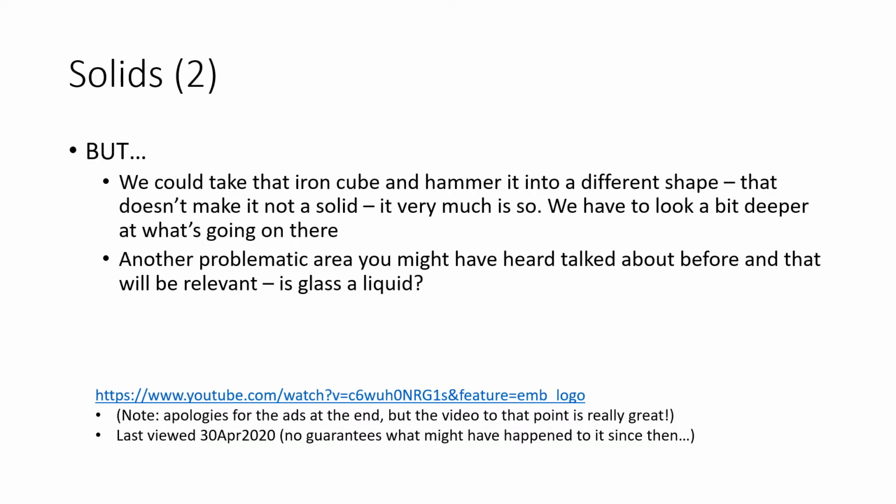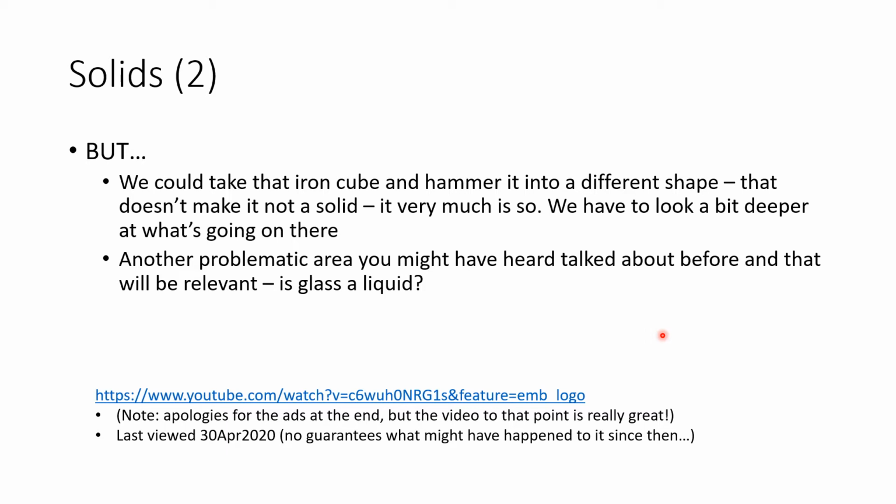That's because if we took that iron, let's say it's in a cubic shape to start with, so it's an iron cube, right? It's a solid. But you could hammer on that iron to turn it into a new shape. So it doesn't always maintain its shape. Does that mean that it's not a solid? No, it is a solid. So how much does it have to resist changing its shape to be a solid versus a liquid?